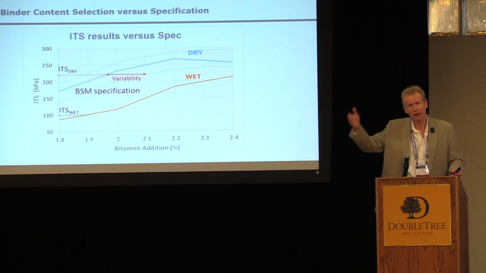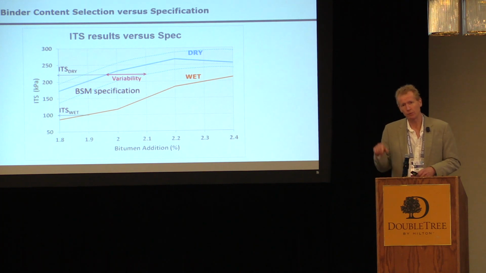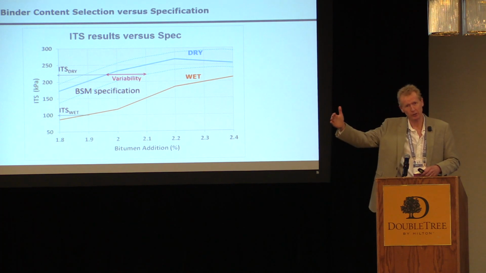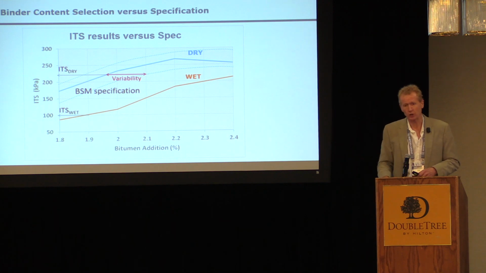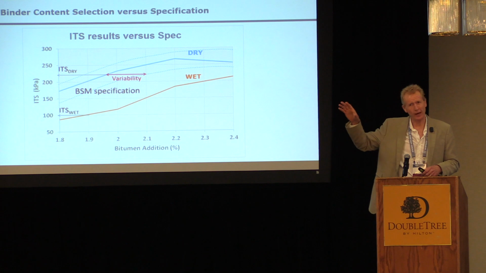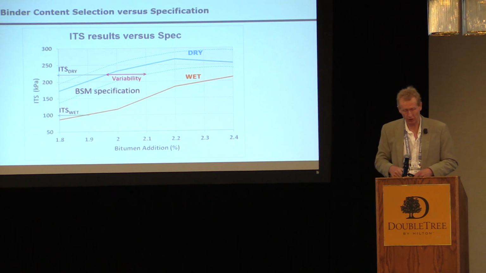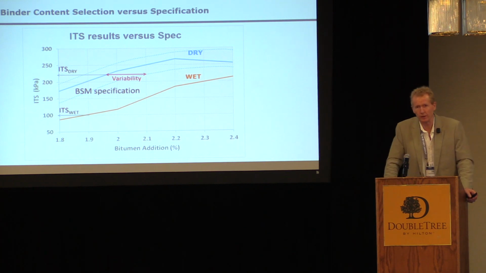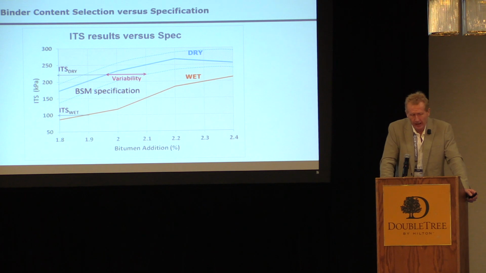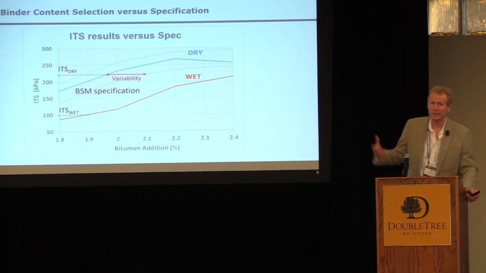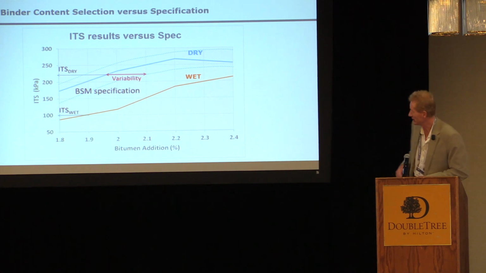You usually get a parabola for the dry testing. It'll peak out at some point and then start to reduce as you add too much binder. Generally, for the wet strength, the more binder you add, the more resistance to moisture you have. So it follows that sort of a trend, ever increasing. But how does one select the design binder content?